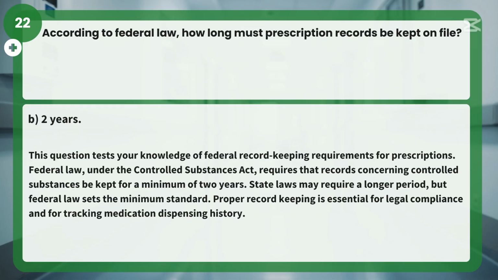Answer: B. 2 years. This question tests your knowledge of federal record-keeping requirements for prescriptions. Federal law, under the Controlled Substances Act, requires that records concerning controlled substances be kept for a minimum of 2 years. State laws may require a longer period, but federal law sets the minimum standard. Proper record keeping is essential for legal compliance and for tracking medication dispensing history.